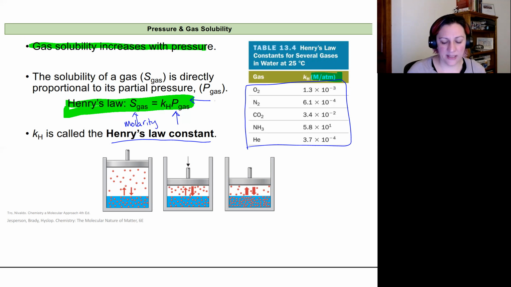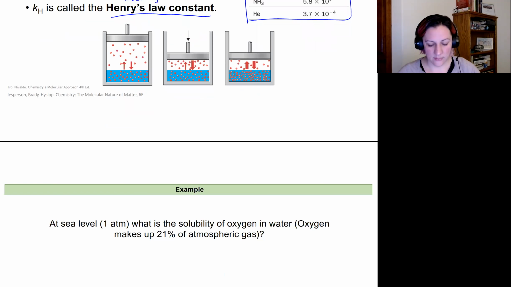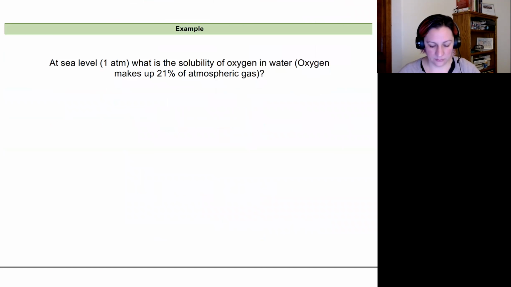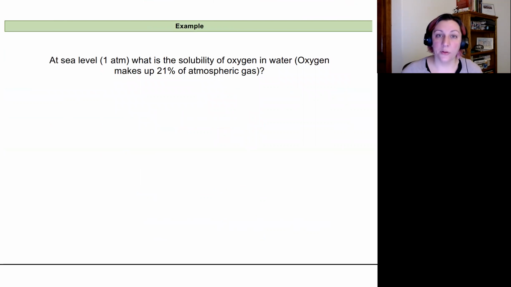So when we input that pressure, we're going to want to make sure it's in atmospheres. These ones are all at 25 degrees Celsius. You would need to look that up for a different temperature as well, which we're not going to worry about. We'll just stay at room temperature for this class. So here's an example that we can walk through about this.